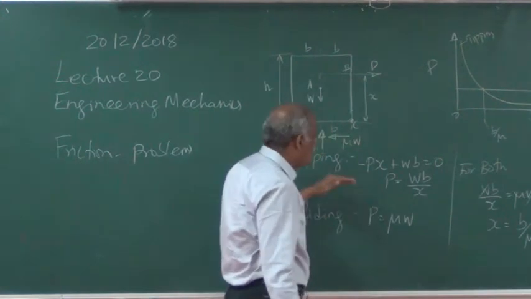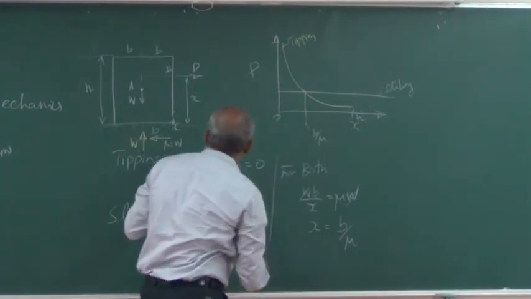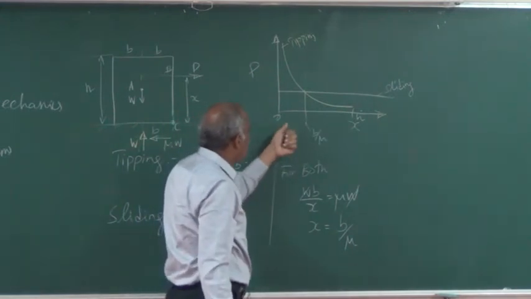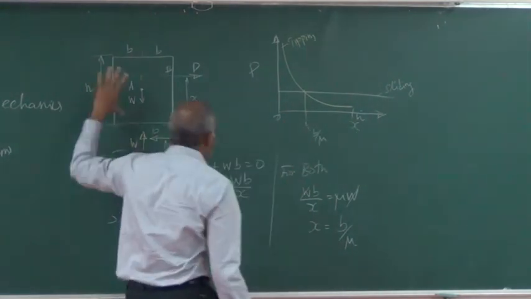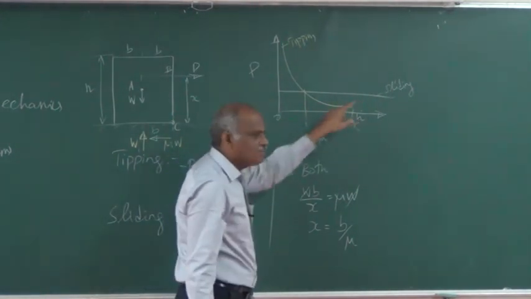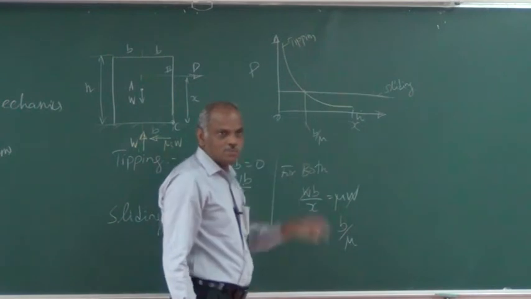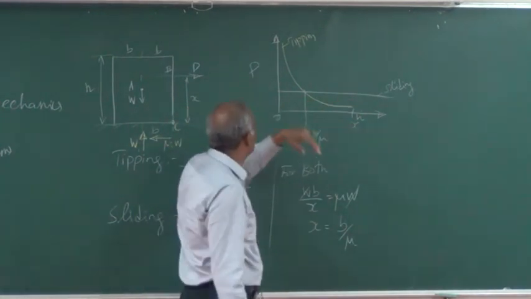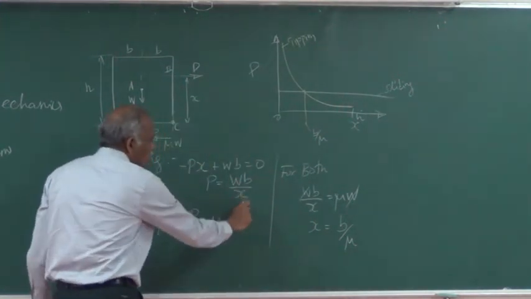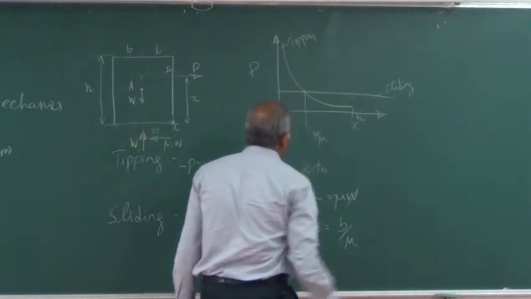If I plot these two conditions in a graph, where the x-axis is x, the distance or position at which you apply the force P, that can vary from 0 to h, where h is the height of the block. For sliding, P is equal to mu times W, which is independent of x, so that will be a constant, a line parallel to the axis. For tipping, it is Wb by x, some constant divided by x, so it will be an asymptotic curve, going like this.